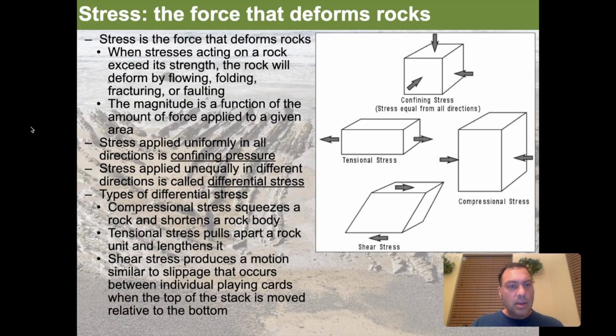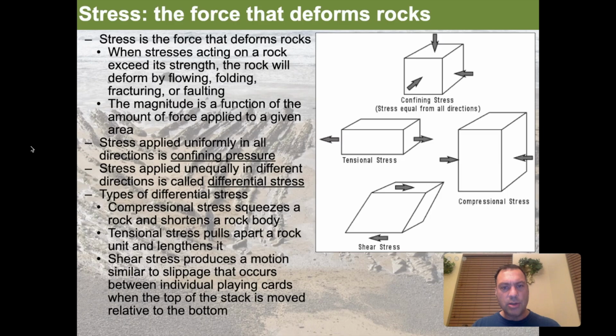All right, so stress applied uniformly in all directions is called confining pressure. So confining pressure. This is when you have stress coming in all directions, uniformly in all directions. And so you find this type of stress, say, down in the earth, in the mantle, you find it pretty routinely. You find it down in the core. So we have uniform confining pressure that is relatively the same in all directions.